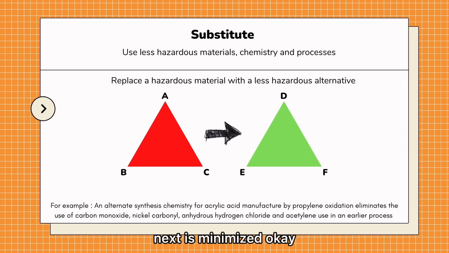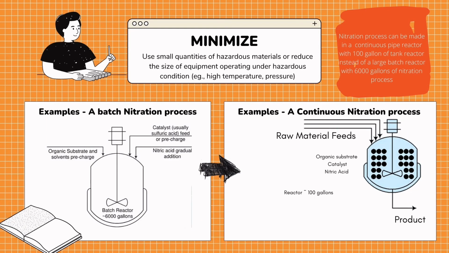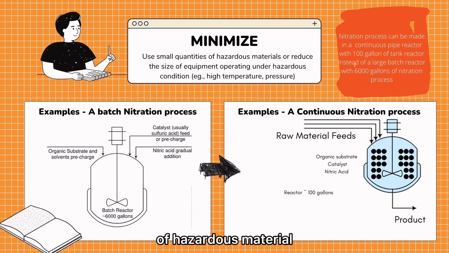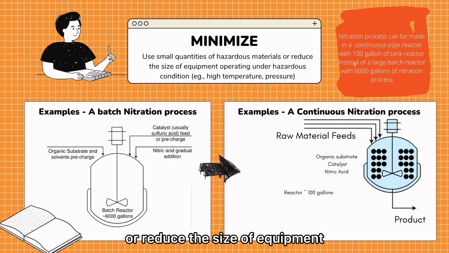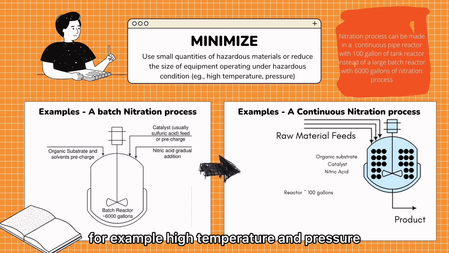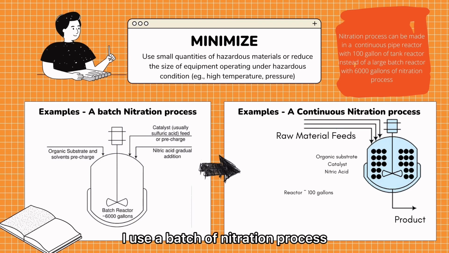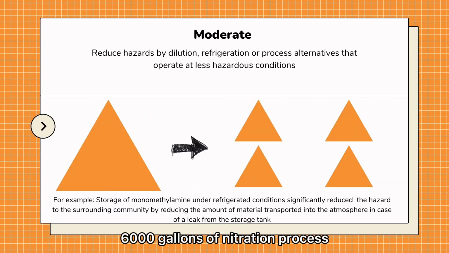Next is minimize. Minimize means use small quantities of hazardous material or reduce the size of equipment operating under hazardous conditions, for example high temperature and pressure. For this example, I use a batch nitration process changed to a continuous nitration process, where nitration can be made in a continuous pipe reactor with 100 gallon of reactor instead of a large batch reactor with 6,000 gallon of nitration process.